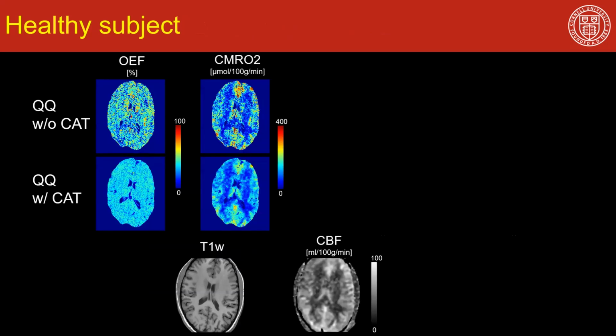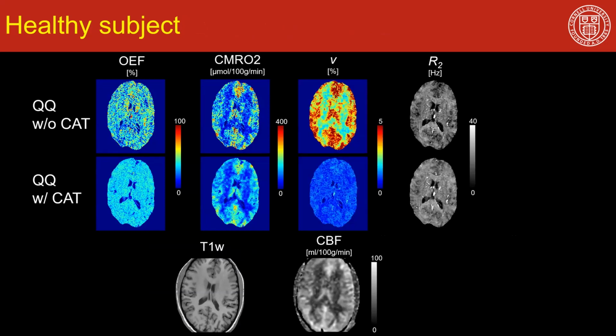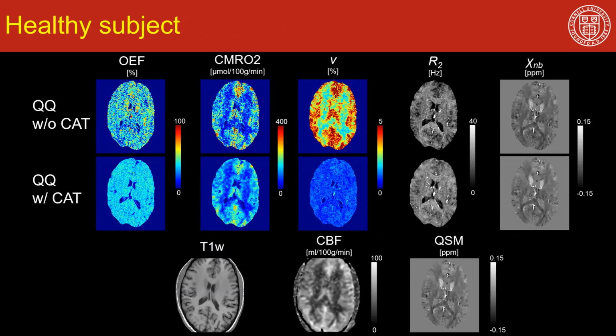Here is a healthy subject result. QQ with CAT shows a more uniform and less noisy OEF map, good CMRO2 contrast between gray and white matter without extreme values, and V, R2, chi-n.